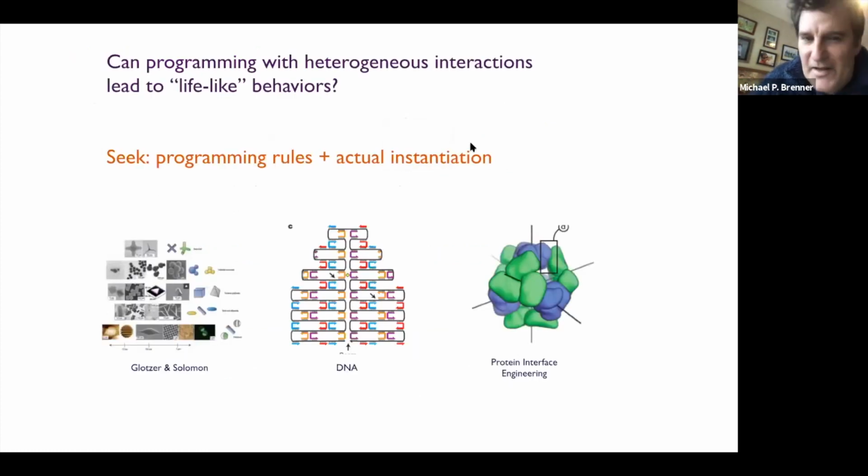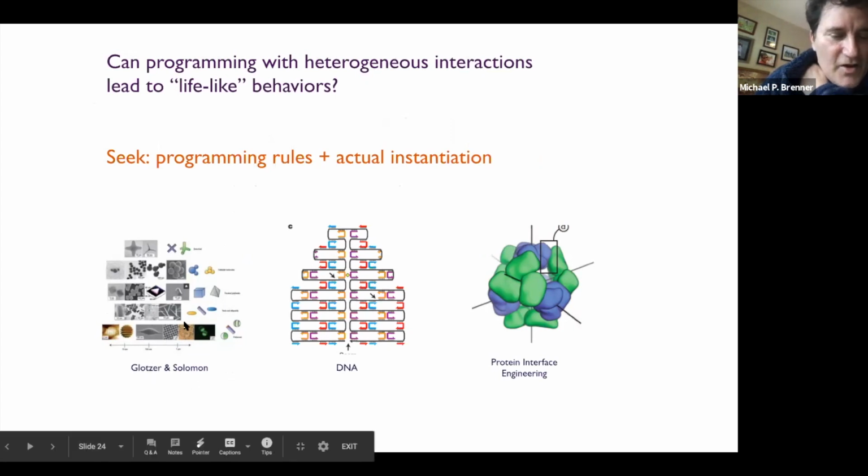And I guess this slide makes the comment that there's been really a lot of progress with programming heterogeneity over the years. There's coding with DNA, there's coding with shapes. This is a very nice review article by Sharon Glotzer and Mike Solomon, talking about all the shapes that can be made in conjunction with depletion forces. One can do a lot.